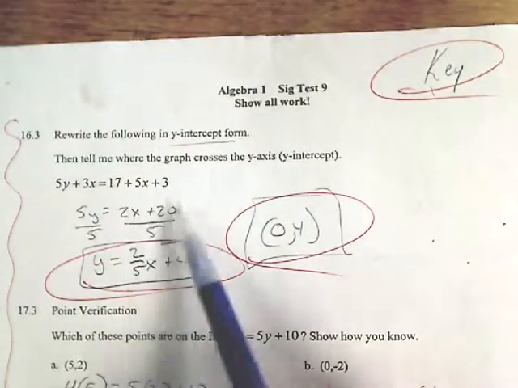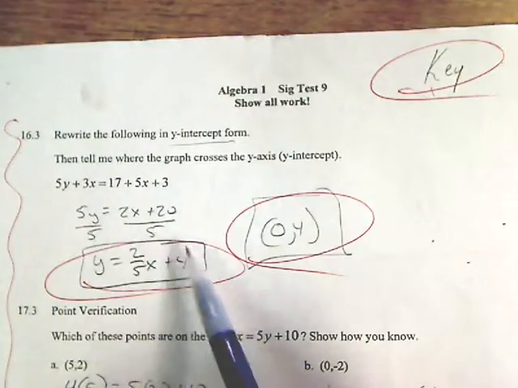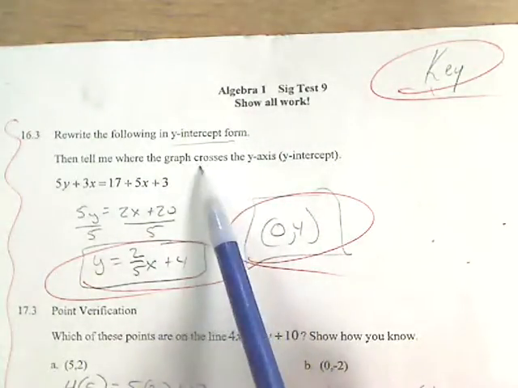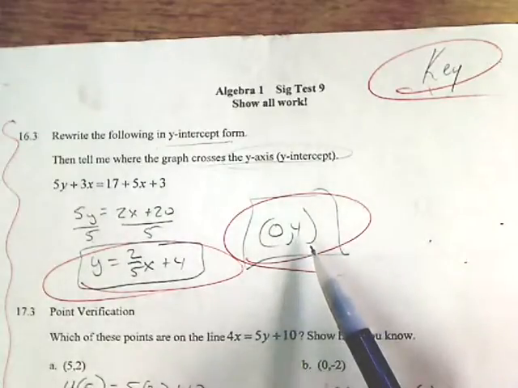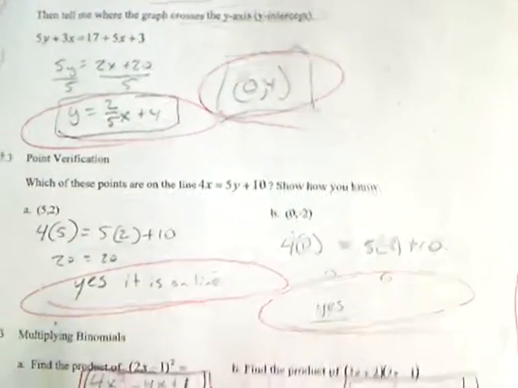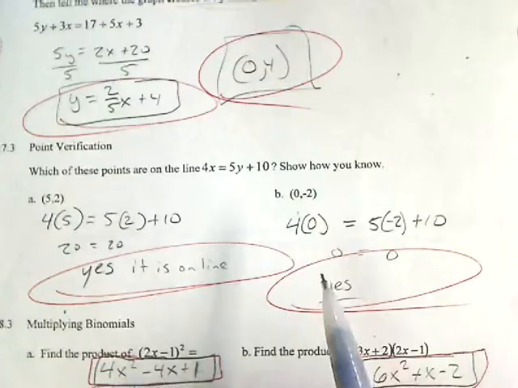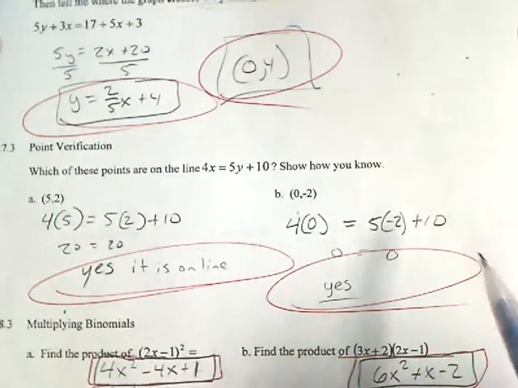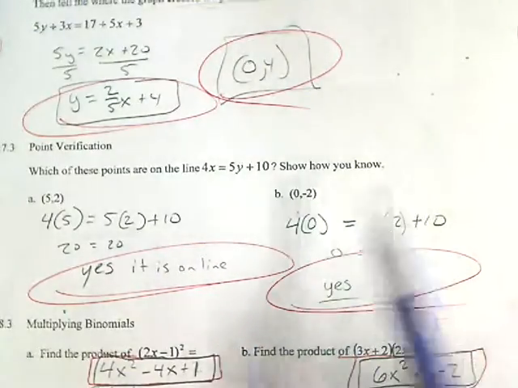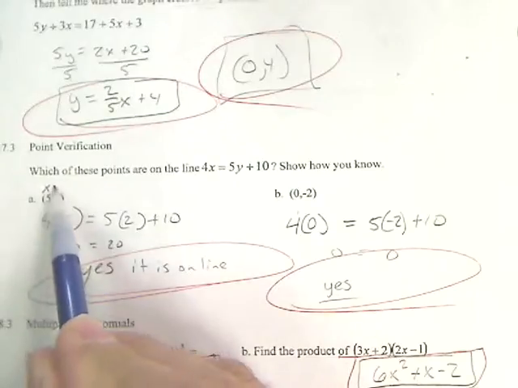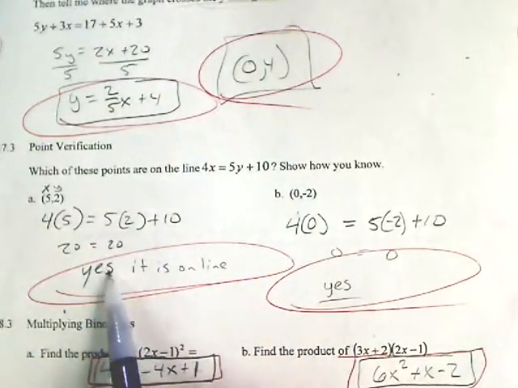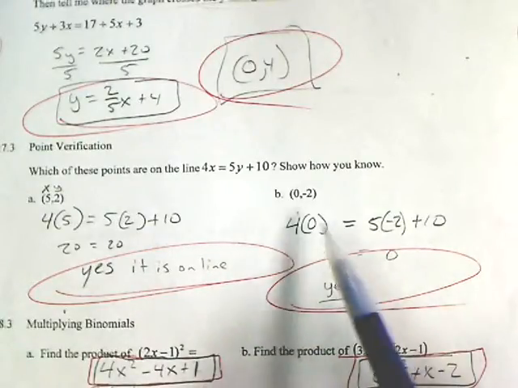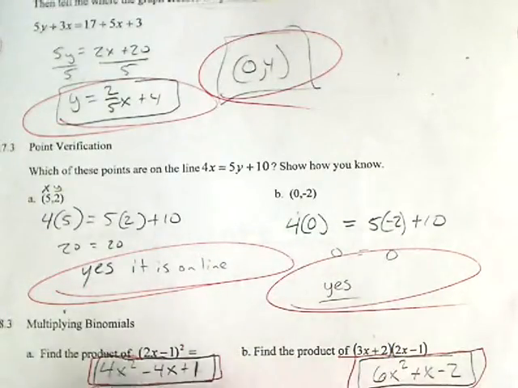2 over 5. 20 over 5. And then where's it across the y-axis? At 0, 4. And we're just checking to see if this point's on the line. Well, if you plug in the x and the y, if it comes out true, then it's on the line. Plug in the x and the y, it came out to be true.